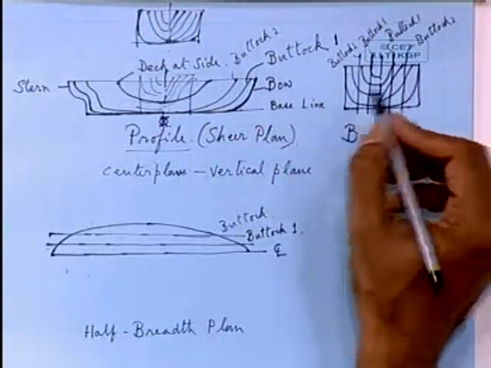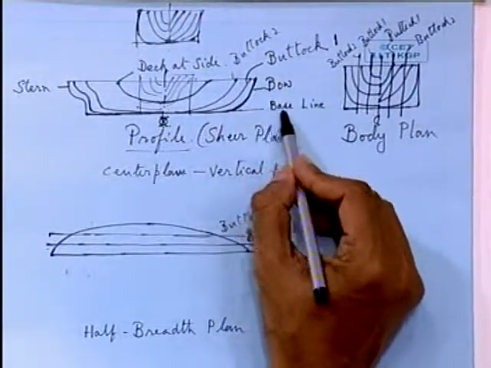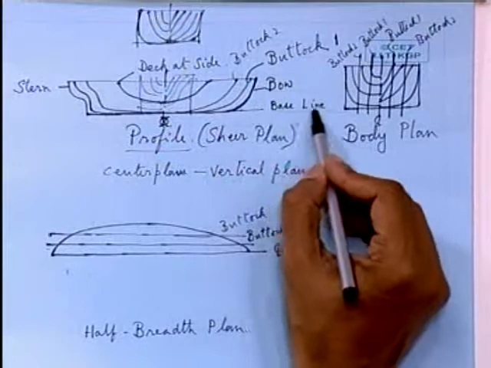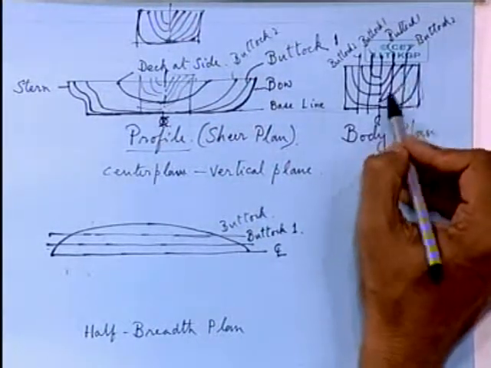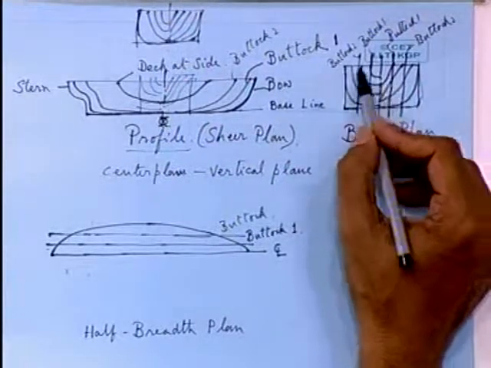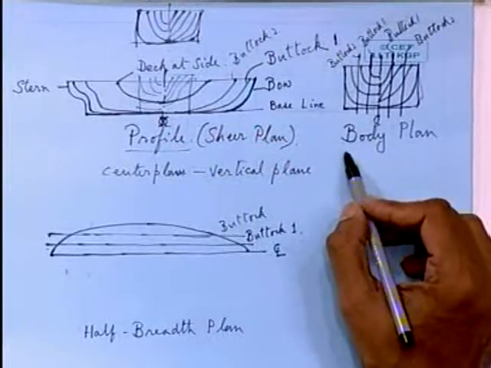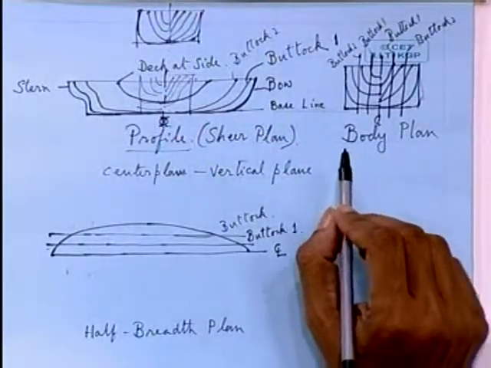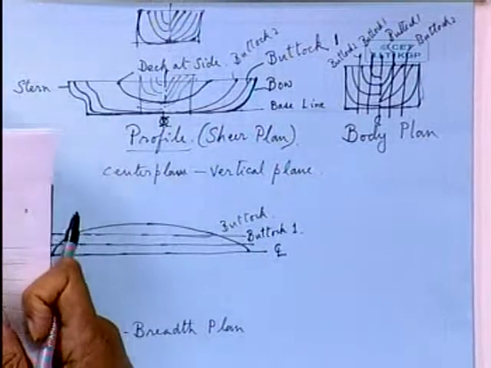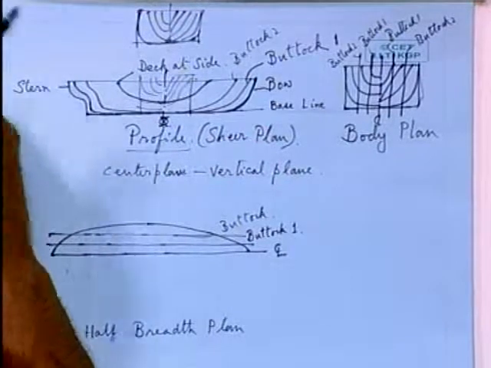So, if you have sufficient paper and you want to draw the body plan, you simply extend the baseline and draw a rectangle, and inside that you can show the intersections of the hull formed by the transverse planes. So, that is called body plan sections. So, these are the three views that are normally shown in the lines drawing.